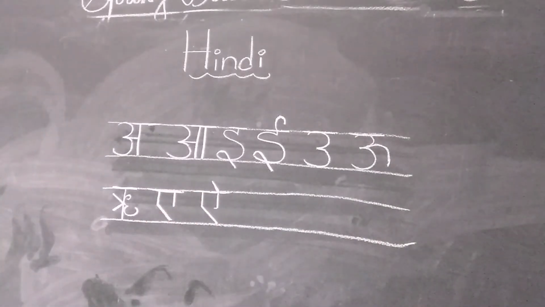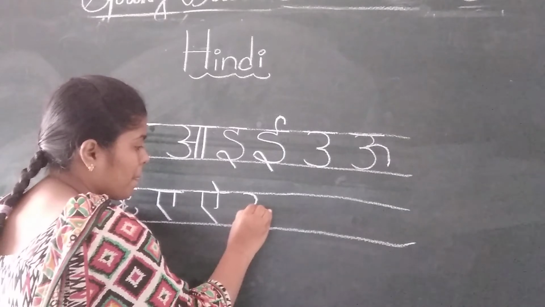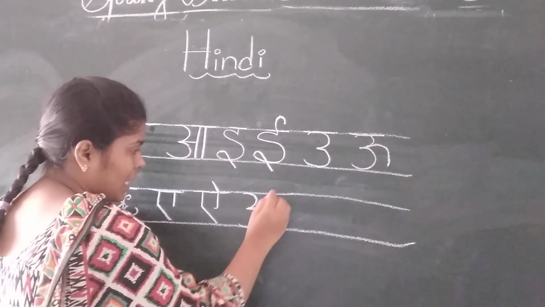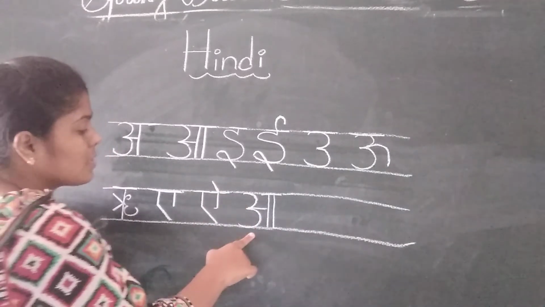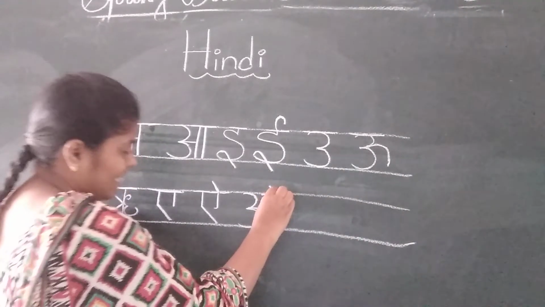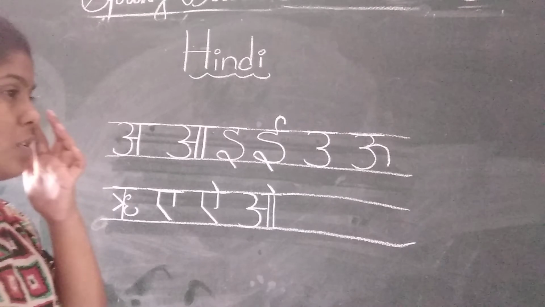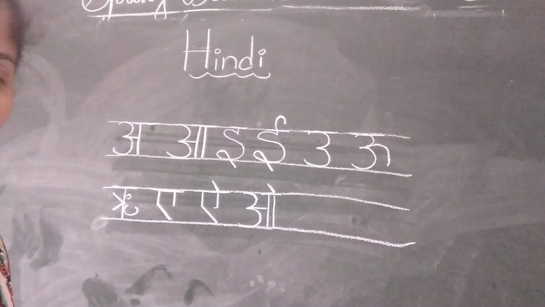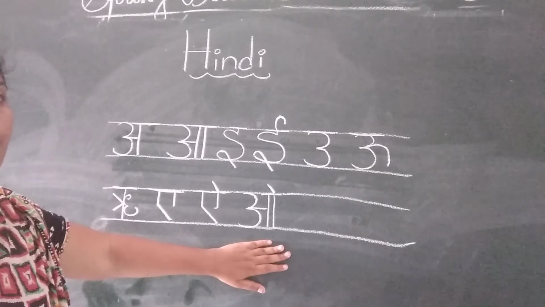So what is the next letter after I? O. So how to write it? We have to write the letter A, second A. Right? Yes. So we have to add a small change to this. To the second standing line, draw one right standing line. It forms letter O. So this letter's pronunciation is O, children.